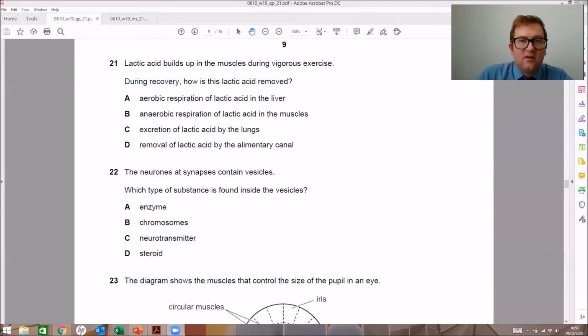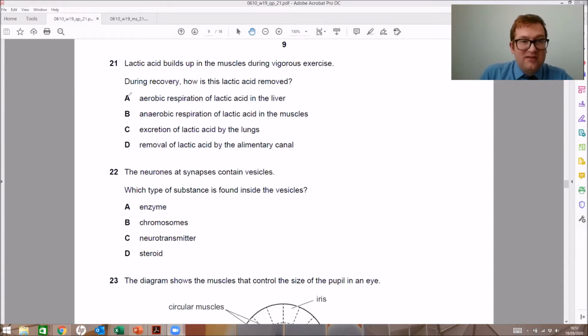Question 21. Lactic acid builds up in the muscles during vigorous exercise. During recovery, how is the lactic acid removed? Well, if you remember, lactic acid is produced during anaerobic respiration, that is during exercise. Now, when you stop exercise, you're in recovery, which means the lactic acid has already been released into the bloodstream and transported to the liver, where it will then react with oxygen through aerobic respiration to break down that lactic acid and repay the oxygen debt itself. So with that knowledge, you should be able to answer this question.